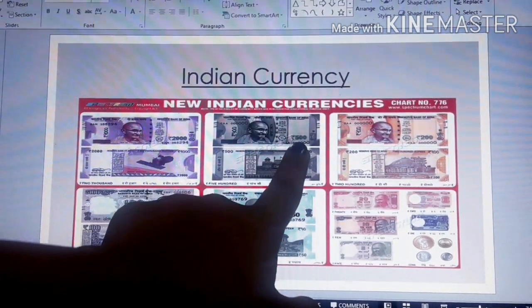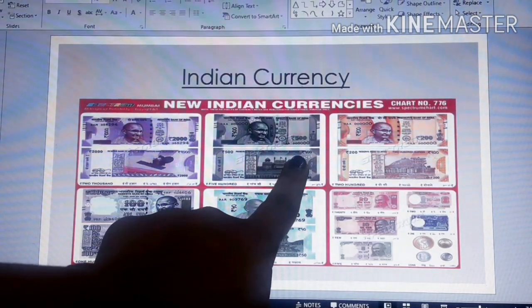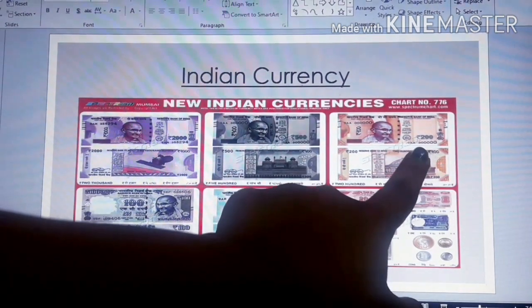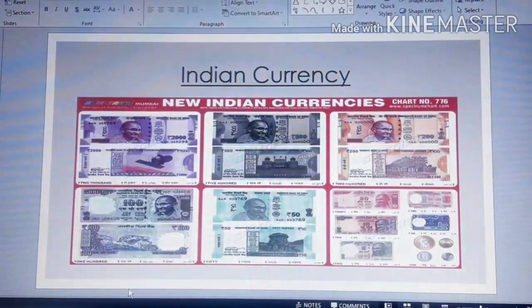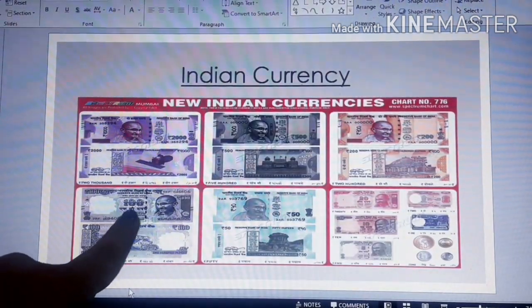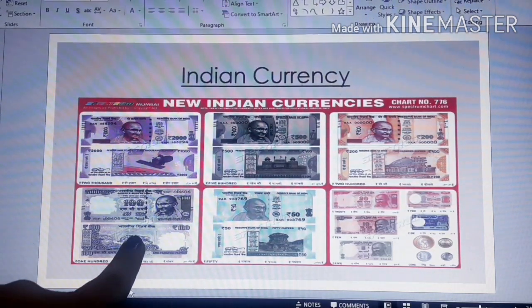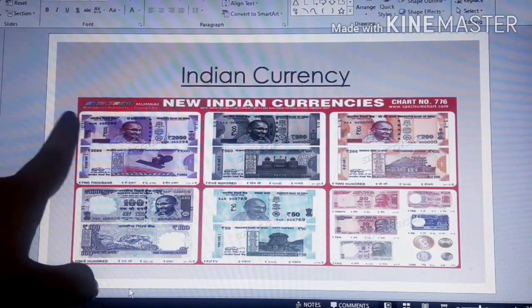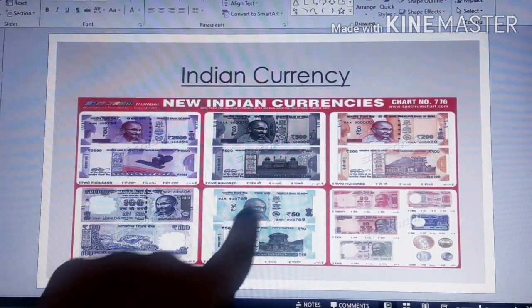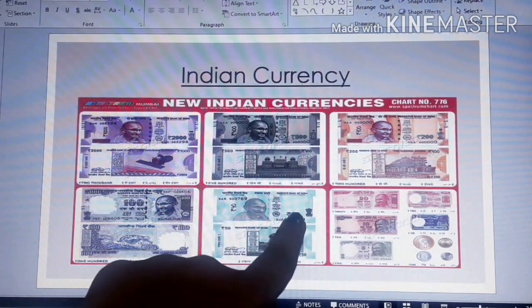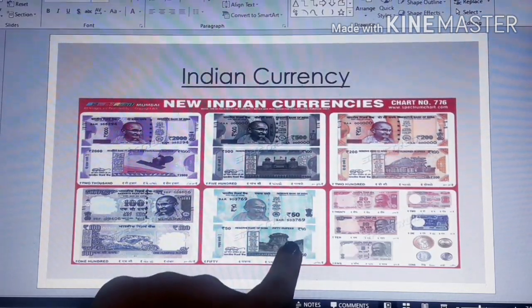Then here it is written rupees 500. That means this note is of rupees 500. What is written here? Rupees 200. So this note is of rupees 200. Next, what number can you see here? 100. So this is rupees 100. This is the front face. This is the back face of the note. Again, this is written in Hindi and this is written in English. So this is rupees 50.